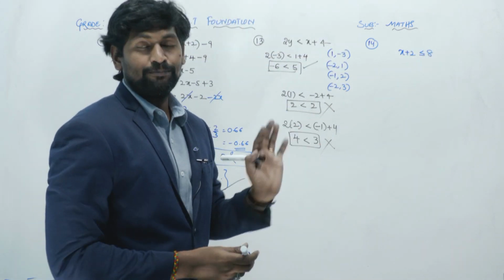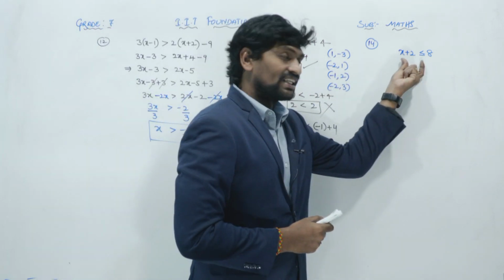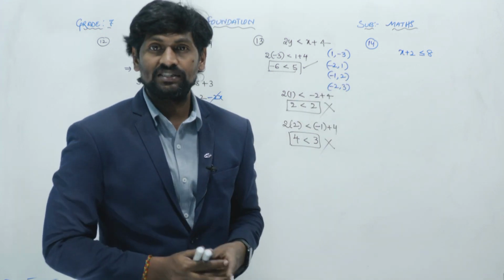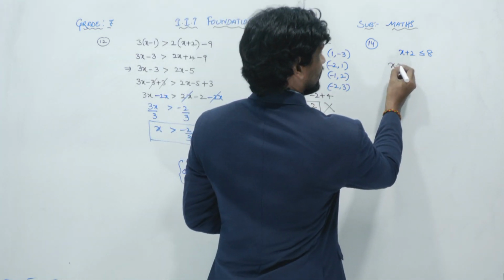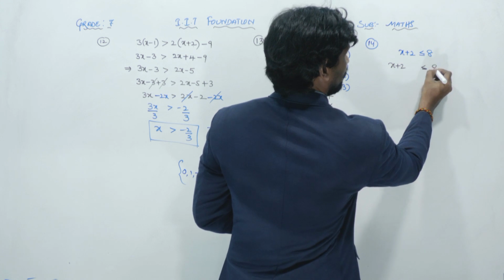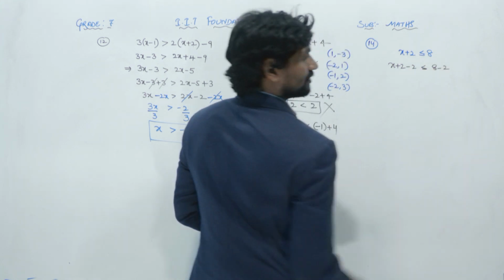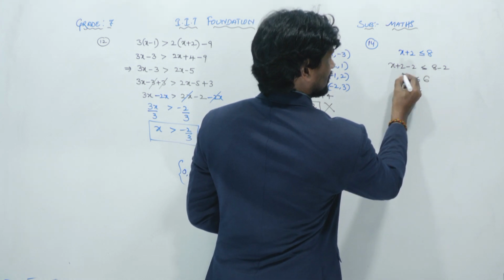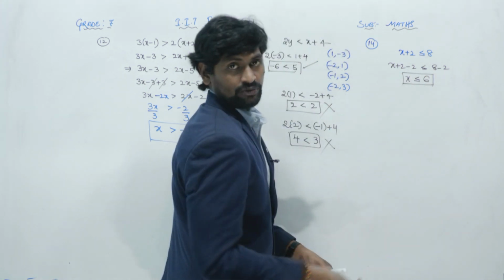So, very easy problem. We are getting an extra term, plus 2. To remove the plus 2, subtract 2 from both sides. So x plus 2 less than or equal to 8. Minus 2 on both sides, so plus 2 minus 2 cancel. x less than or equal to 6.